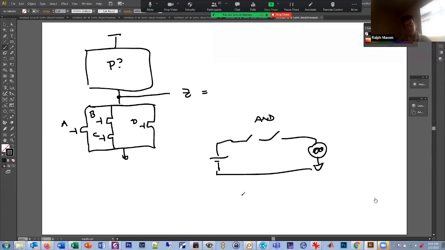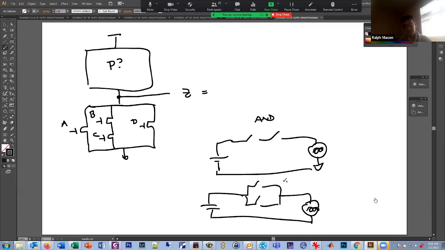And if I have two switches in parallel, like this, I have a light bulb. I want it to go on. I got a battery. That's like an OR function, right? Either one of them closes, the light turns on. So this is an AND function.